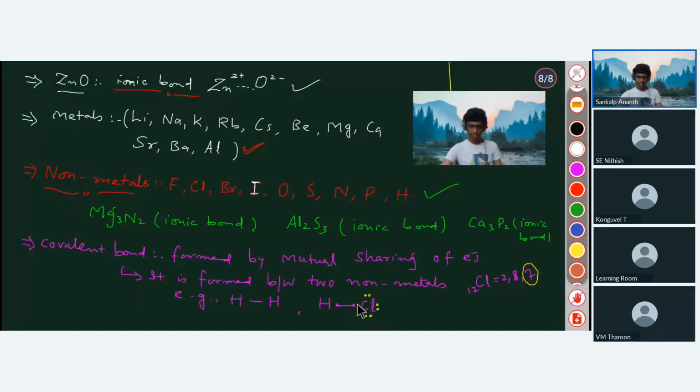Chlorine has 7 valence electrons, so it has just shared 1 electron with the hydrogen. So chlorine has completed its octet and hydrogen has completed its duplet. I already told that hydrogen will complete its duplet and chlorine will complete its octet, right?